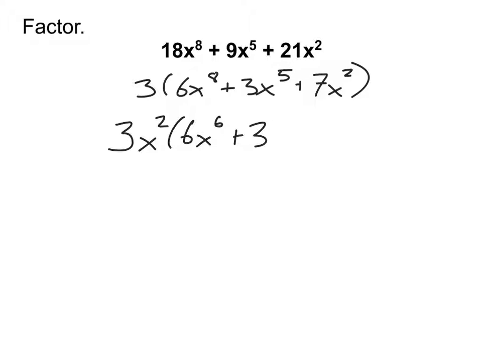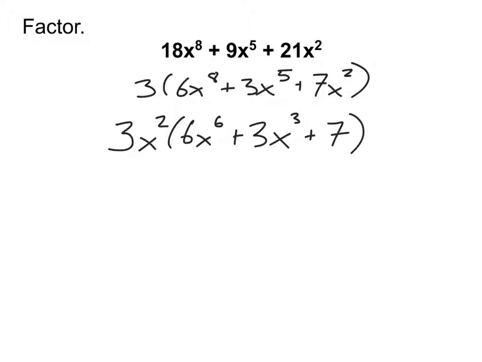Plus 3x to the power of, now I do the 5 minus the 2 that I'm pulling out of every term, which is going to leave me with a 3 there. And then plus the 7, and if I pull x squared out of x squared, it cancels itself out. So all that's left is the 7. And so we're done. This would be the fully factored form.